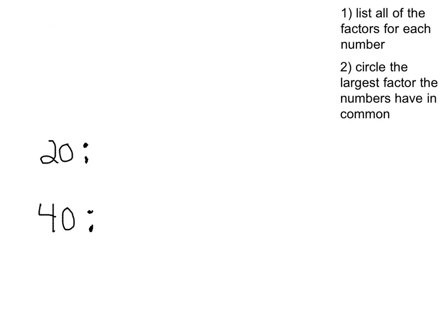So now let's find the greatest common factor of 20 and 40. So let's start with 20. Don't forget the easy factors, which is always 1. So we got 1 times 20. 20 is an even number, so we can use 2. That's 2 times 10. Ends in a 0, so we can use a 5, and that is 5 times 4, and that's all the factors there are for 20.